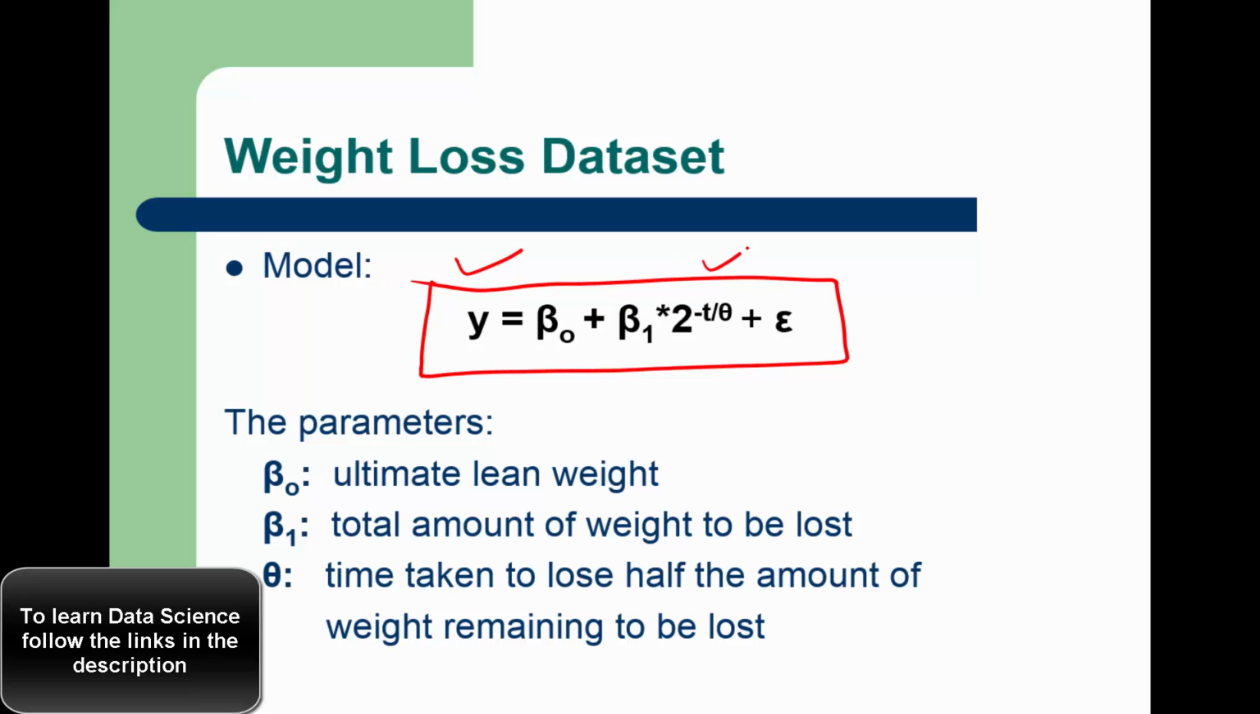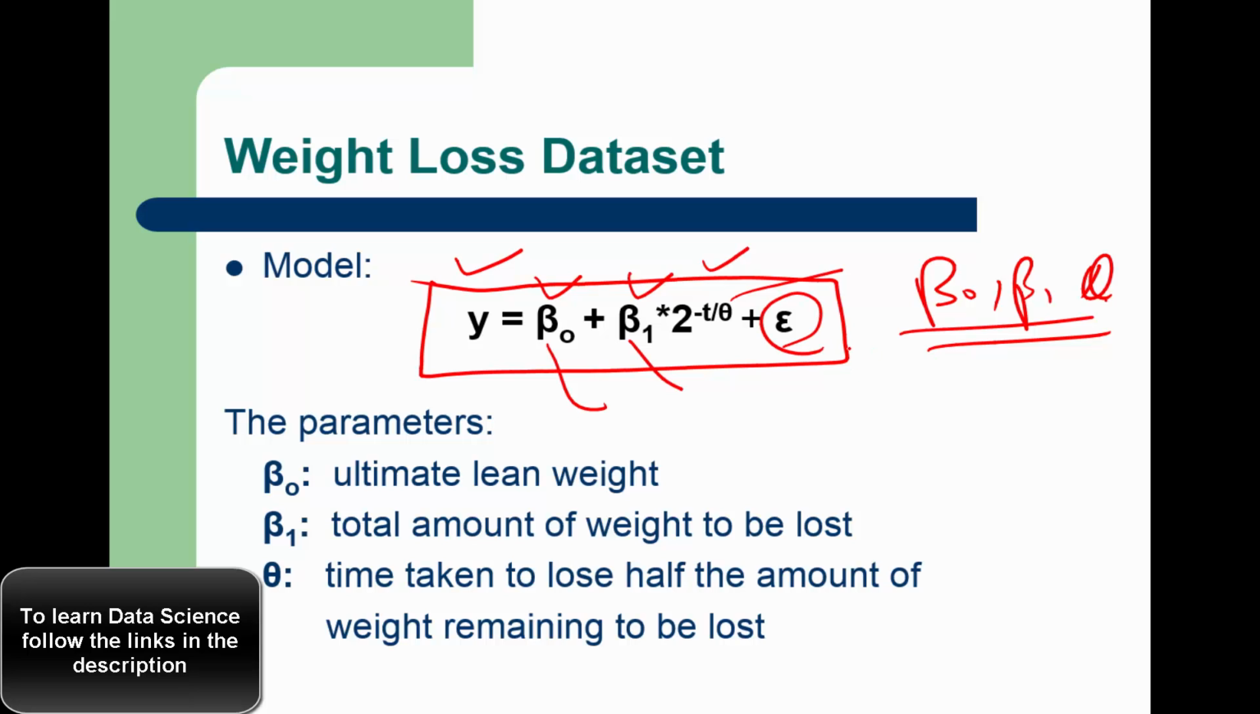and it's a function of time, right? With time, the person is going to lose weight, and how many parameters are there? There is one parameter which is the intercept, and this is the slope coefficient, and there is another exponential parameter theta. So we have beta naught, beta 1, and theta. Three parameters are to be found out from the data, and of course there is an error term.